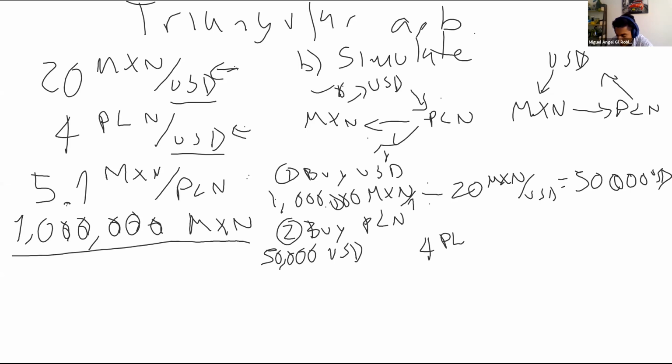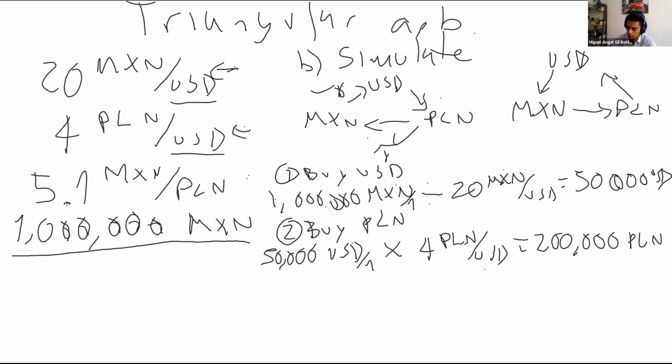4 zloty over dollar. If we analyze these two as fractions, we see that we have dollars on top, and then we have dollars at the bottom. That means they are crossed. If the same currency is crossed, to cancel it, you need to multiply, right? Why multiply? Because you have dollars on top and dollars at the bottom. In the previous one, we divided because we had pesos on top and pesos on top. If you multiply pesos times pesos, you get pesos square, and that doesn't exist. So be careful. So $50,000 times 4 equals 200,000 Polish zloty.